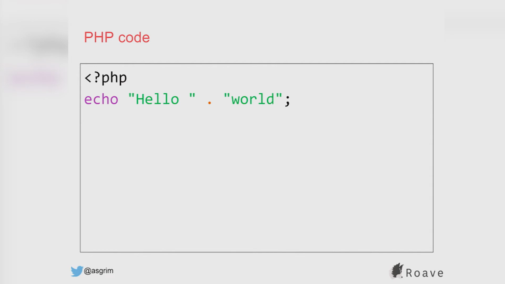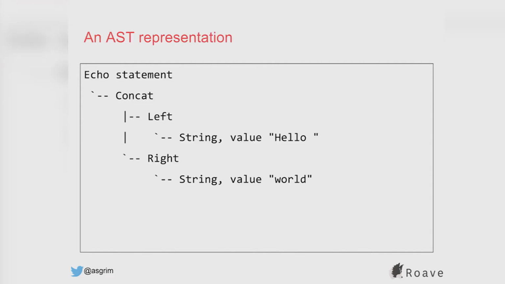A simple concatenation. There's a bit more going on here, though. If we look at the AST representation, we've got an echo and we've got concatenation, which is a binary operator. It's got a left and a right side. The left side is a scalar string with the value hello, and the right side is a scalar string with a value of world.